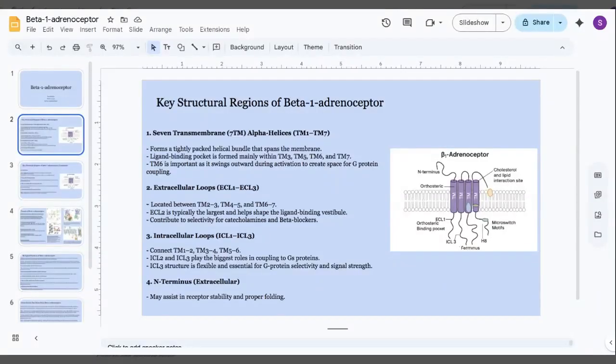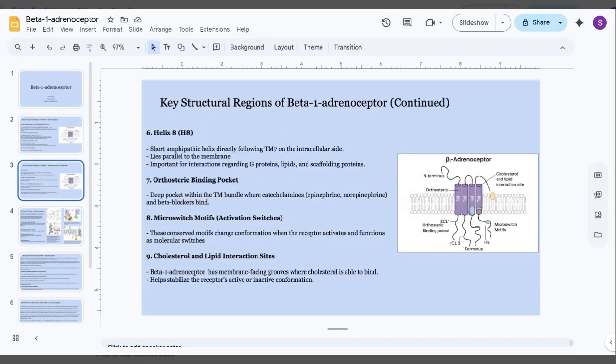Intracellular loops, obviously found within that inner membrane, are pretty important when it comes to the selectivity and specificity of the G protein and regarding its signal strength. The amino terminus, located extracellular of the membrane, kind of signals the marking of the start of that synthesis. It assists, like mentioned, in receptor stability and the proper folding of the beta-1 adrenoceptor. So, kind of that starting mark.